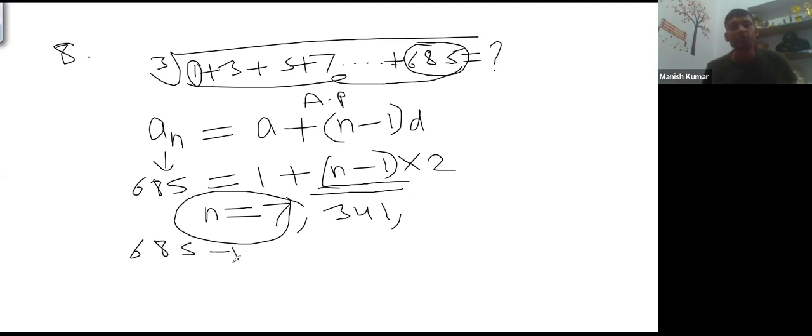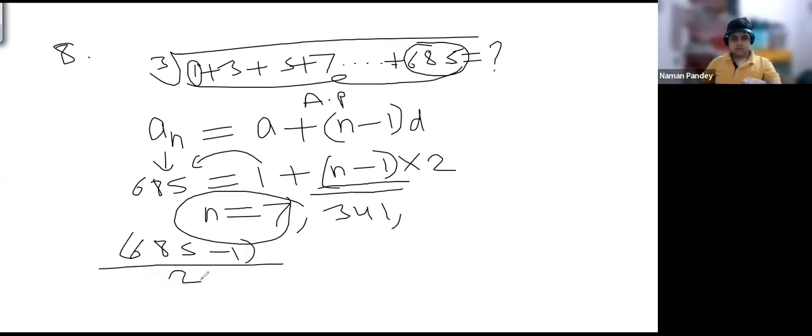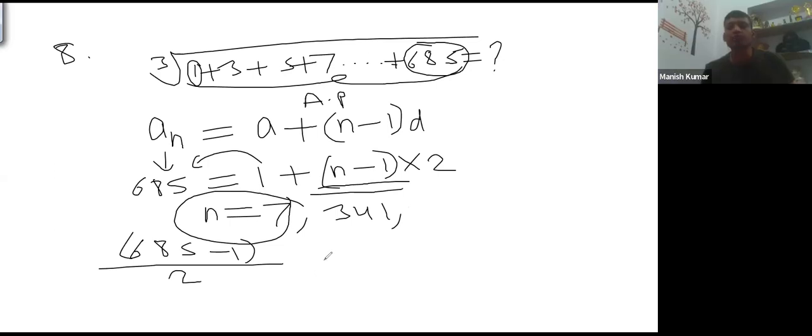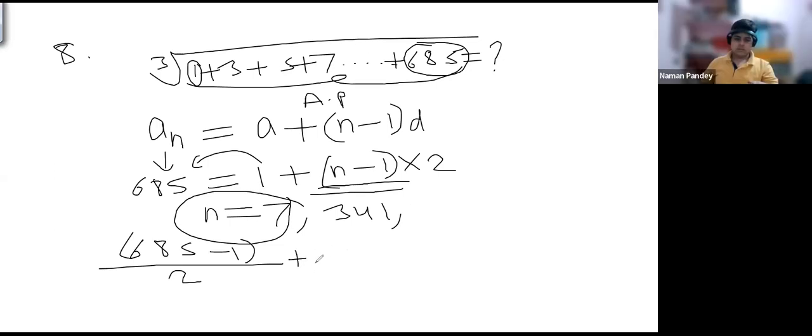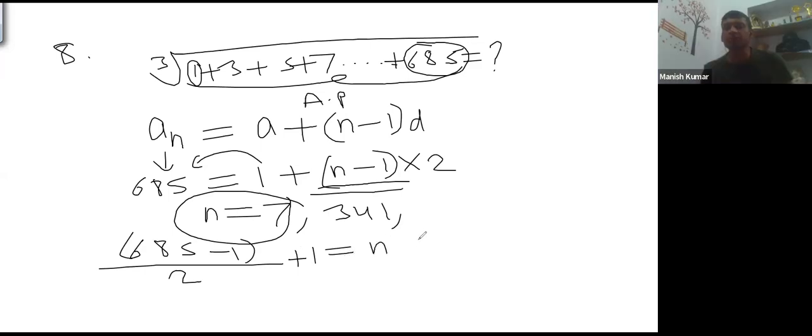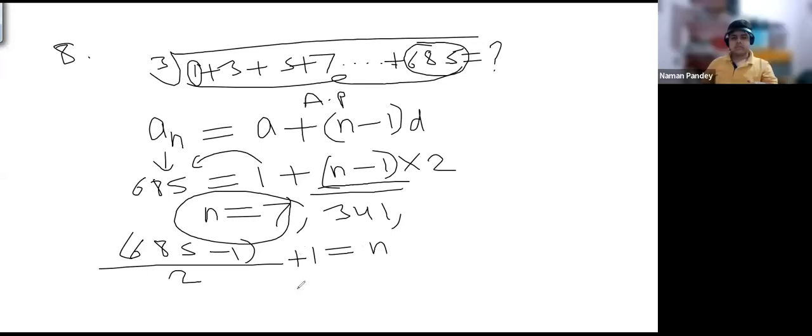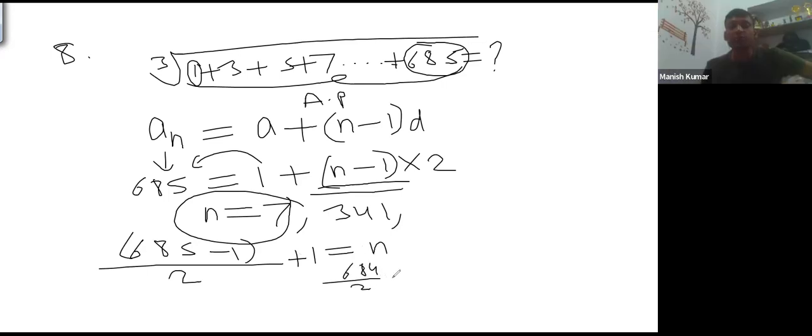685 minus 1, this one can be brought to this side. This much is understood. Now 684. Now 2 can be brought to the left side, so it will be divided by 2, equal to n minus 1. Or we can write plus 1 equal to n. If this 1 comes to the left side, it becomes plus 1. So 685 minus 1 is how much? 684 by 2 plus 1, which is equal to 342 plus 1, is equal to 343. Is this the answer you told me, Naman?